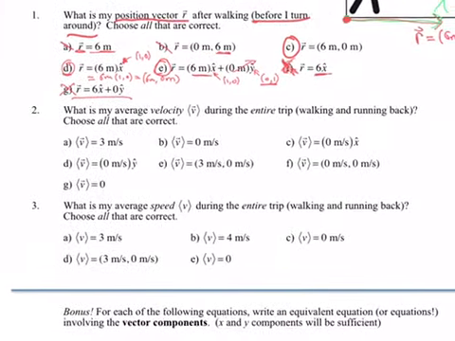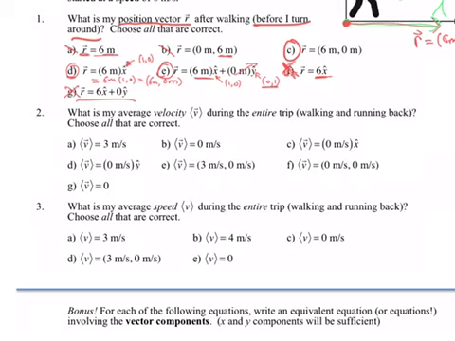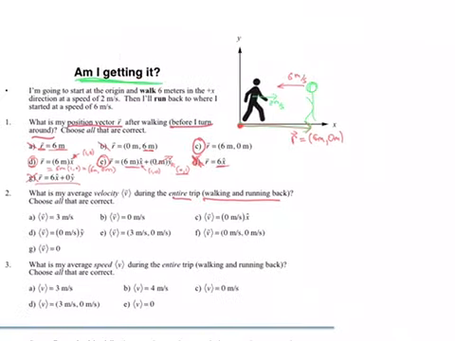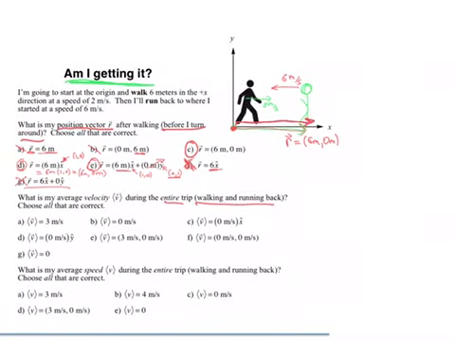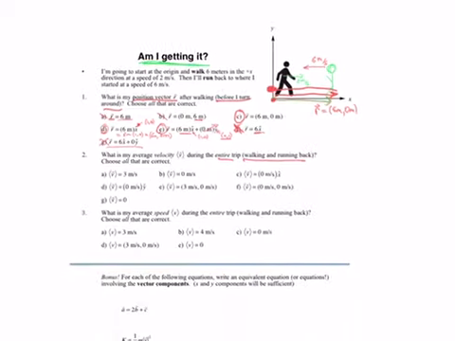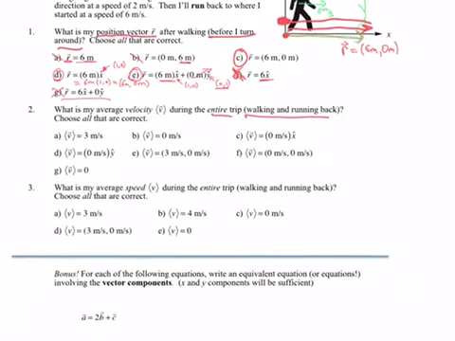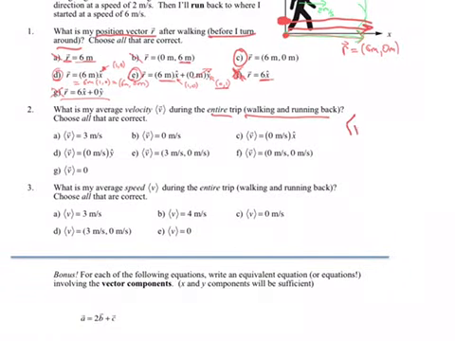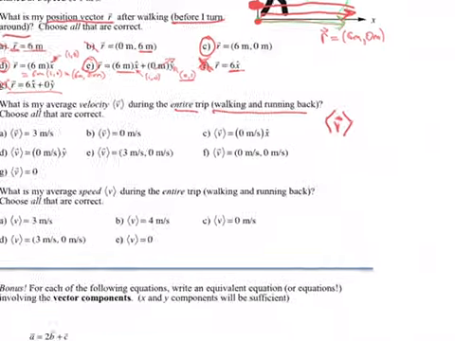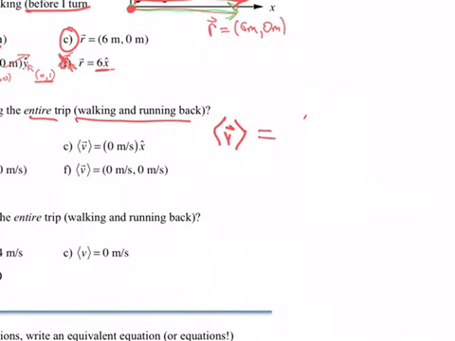All right, so what about 2? Well, it's asking what my average velocity is during the entire trip, walking and then turning around. So that's going over these 6 meters and then coming back to that same location that I started. So how do we define our average velocity vector? Well, in the basketball activity, we defined it as the change in the position, or the displacement vector, over the amount of time that went by.